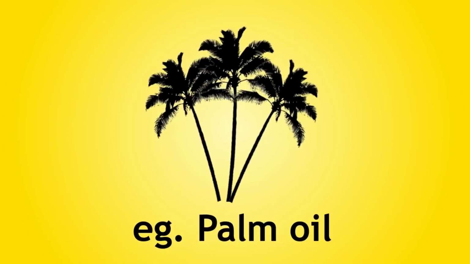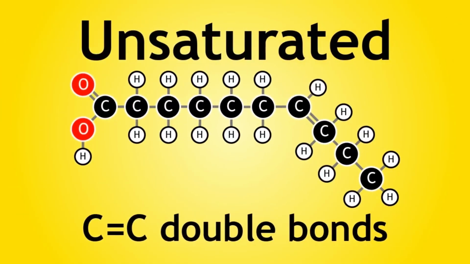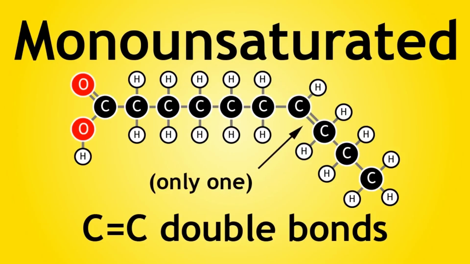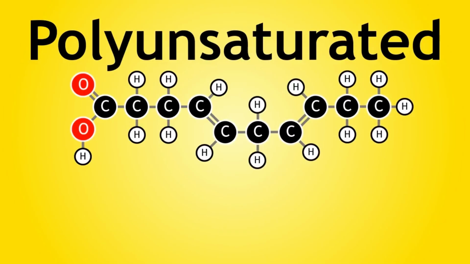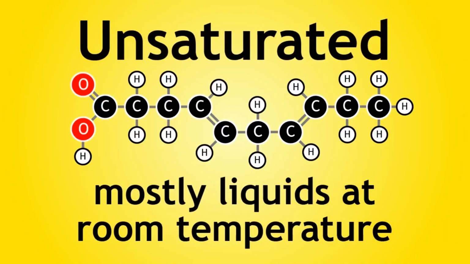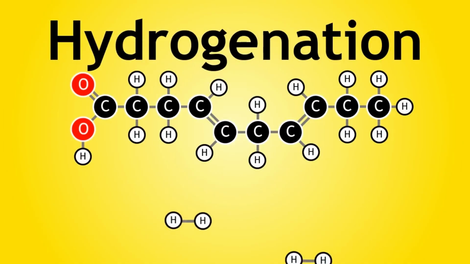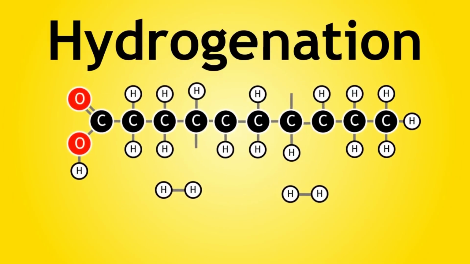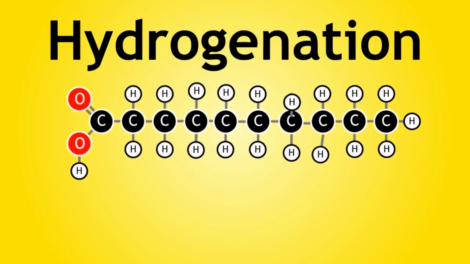The term unsaturated means that there are carbon-carbon double bonds somewhere within the structure of the fatty acid tail. A monounsaturated oil has only 1 carbon-carbon double bond. A polyunsaturated oil has more than 1 carbon-carbon double bond. Most unsaturated oils are liquids at room temperature. These unsaturated oils can be hydrogenated through a process called hydrogenation. This hardens the oil and is a key step in the production of margarine.